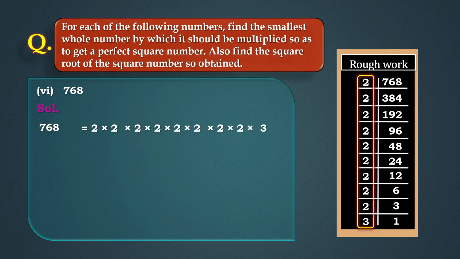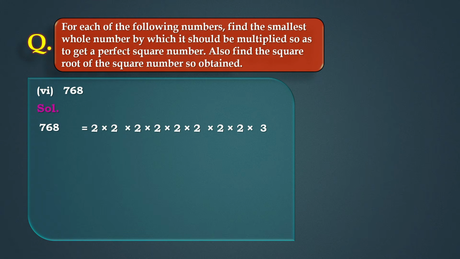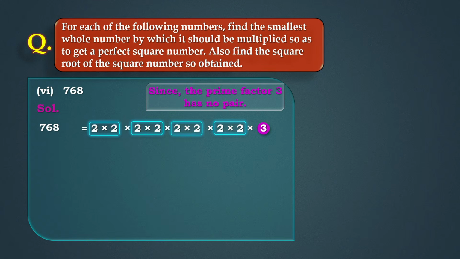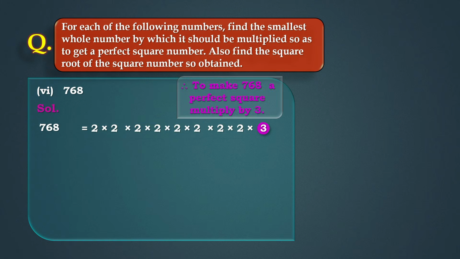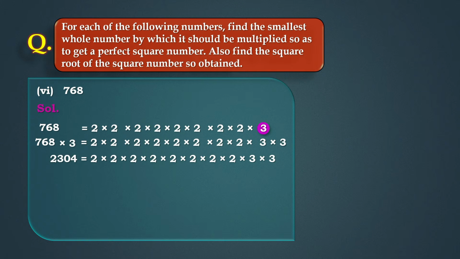Now, let us check the pairs. We have pairs of 2's, but 3 does not have a pair. To make it a perfect square, we need one more 3. So, we multiply the number by 3. Now, the new number becomes a perfect square with all factors in pairs. Next, take one number from each pair. So, the square root becomes 2 multiplied by 2 multiplied by 2 multiplied by 2 multiplied by 3.